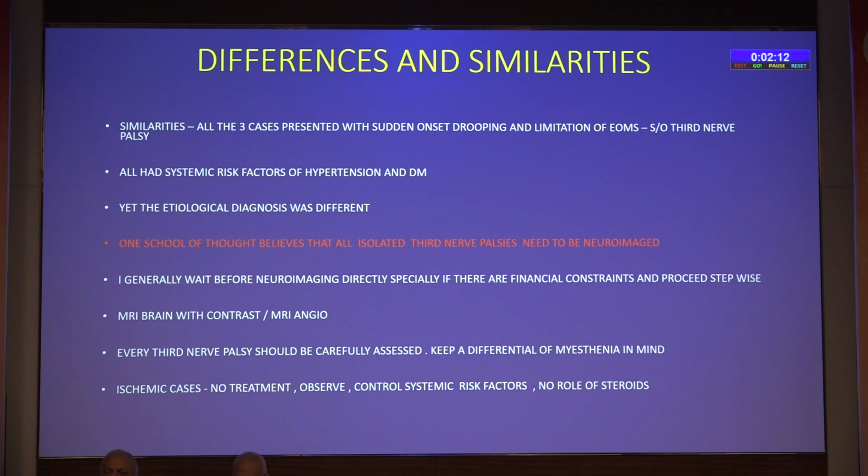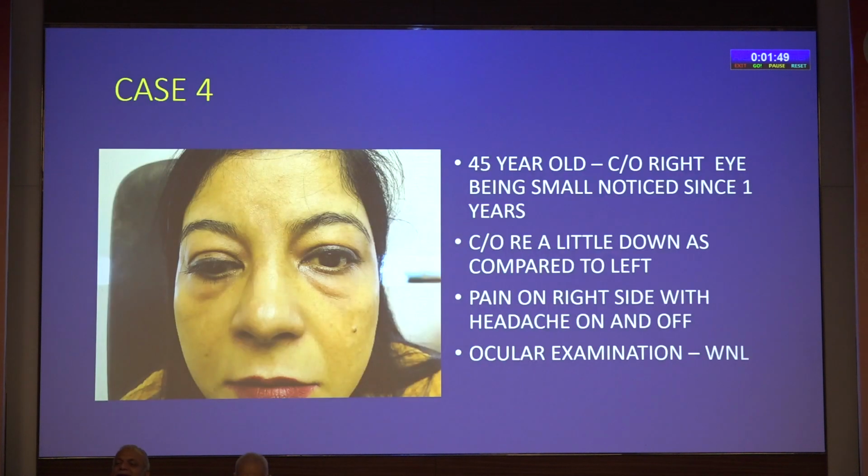If you want to neuroimage, most of us are in a habit sometimes of getting a CT scan done. So CT scan should not be done in any cranial nerve palsy. The choice of investigation is MRI brain with a contrast, if necessary, an angio. Every third nerve palsy should be carefully assessed, and myasthenia should be kept in mind. Ischemic cases require no treatment, just observe, control the risk factors. Definitely no role of steroids.